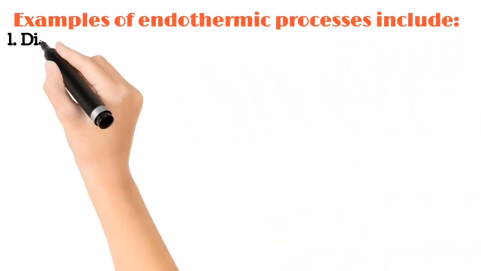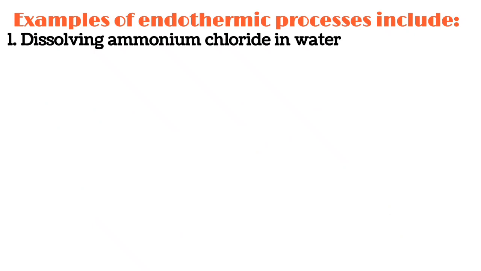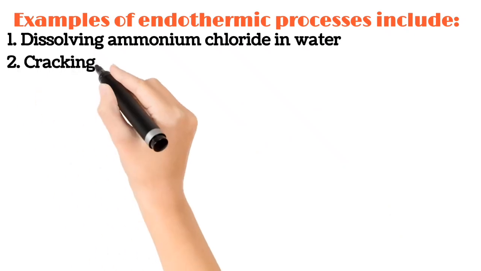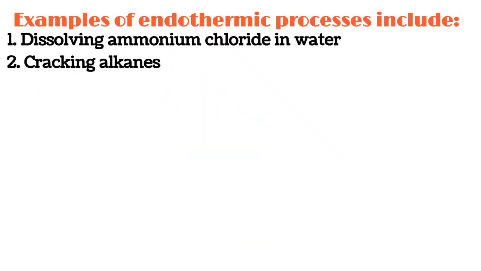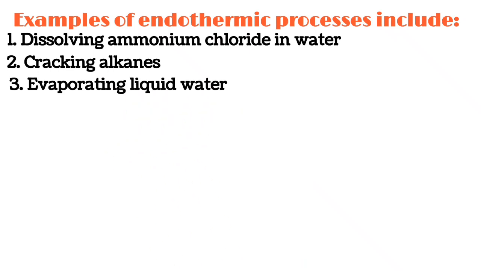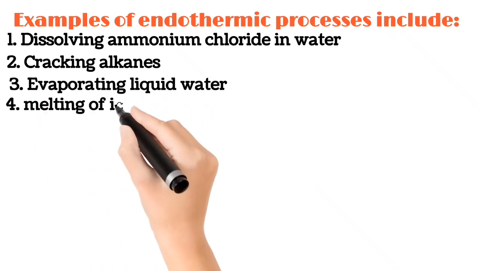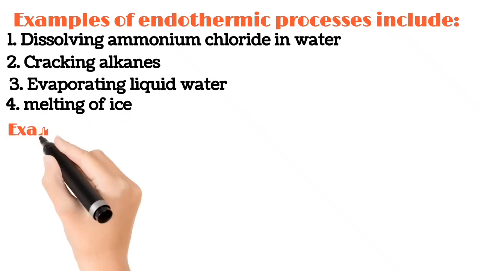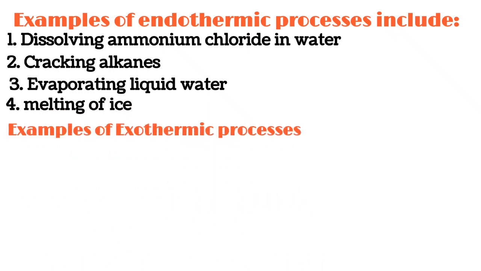So let's look at examples of endothermic processes. We have number one, dissolving ammonium chloride in water. We have cracking of alkanes. We have evaporating liquid water. We have melting of ice. So these are examples of endothermic.